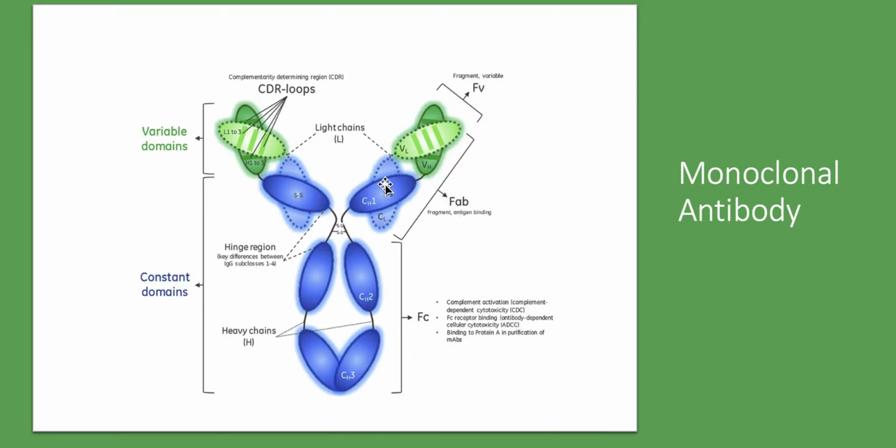Just to explain a little bit more, there is a heavy chain and there is a light chain. This segment, this green segment, and this blue segment are all heavy, and this dotted part is the light chain. This fragment is variable, and this one is constant.